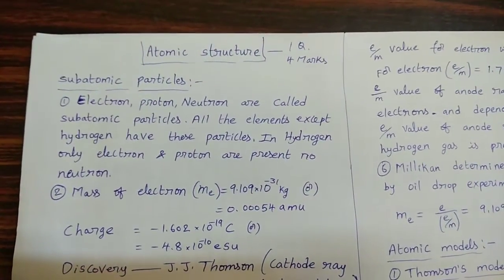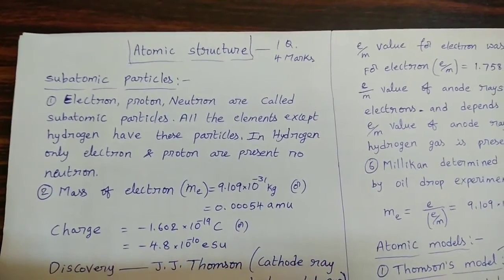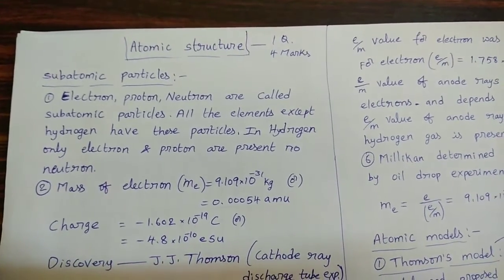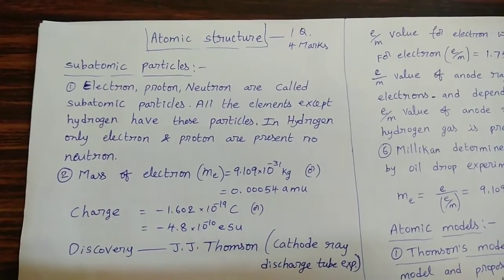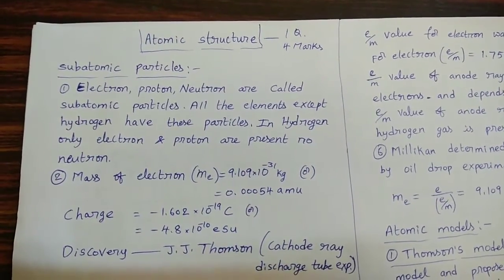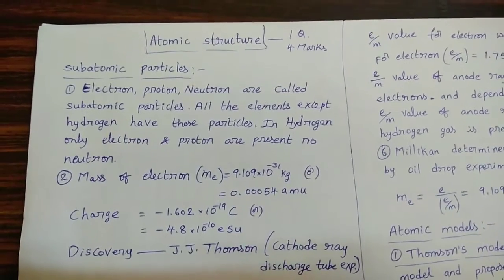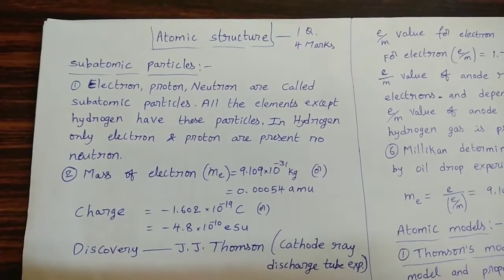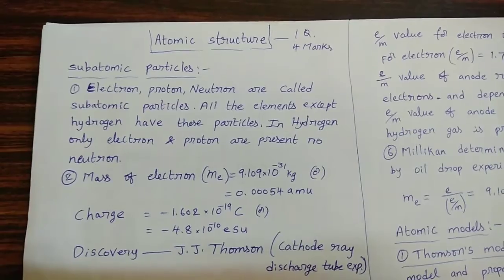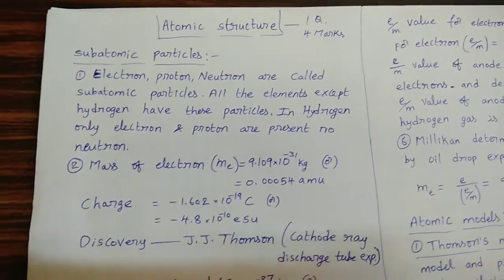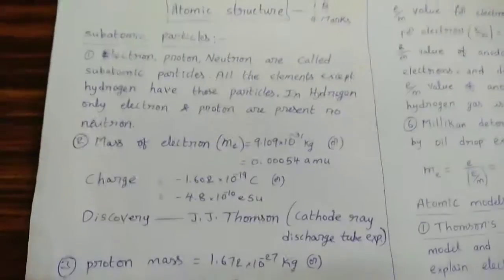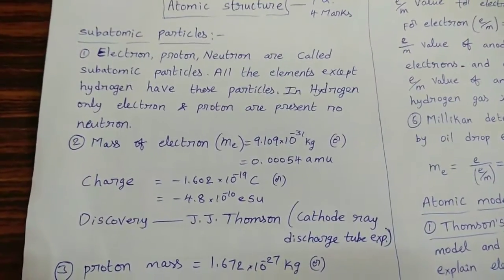First one is subatomic particles. Already we know that electron, proton, neutron are called subatomic particles. All the elements in the periodic table have these three types of particles except one element, that is hydrogen. Hydrogen does not have all these particles. It has only one electron and one proton. There is no neutron in hydrogen. Next, see the charge, discovery and mass of these particles.